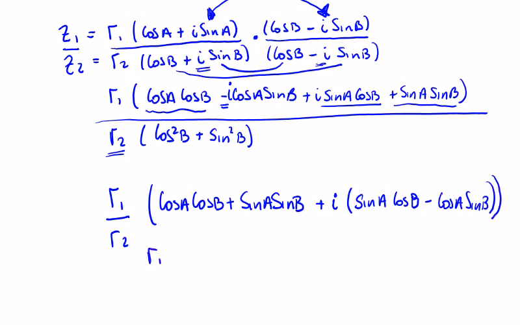So r1 over r2, cos A cos B plus sin A sin B is going to be the cos of A minus B in the tables. Plus i times, sin A cos B minus cos A sin B is going to be the sine of A minus B. And that's the proof of division of complex numbers in polar form. So let's have a look at a couple of easy questions that relate to these two.